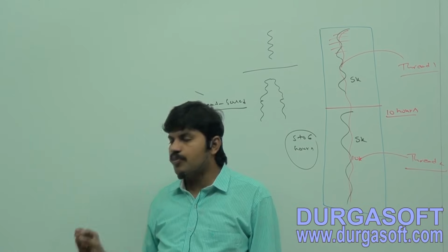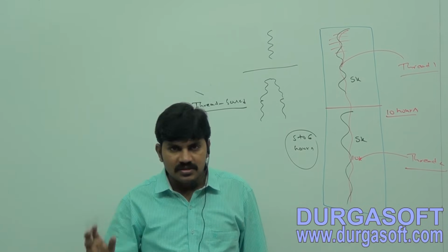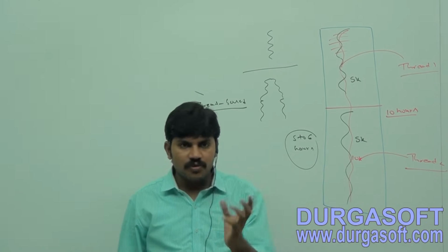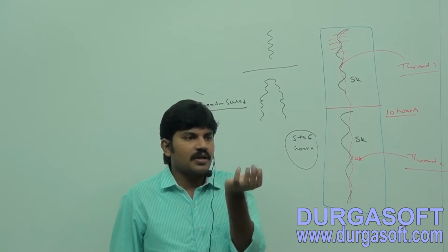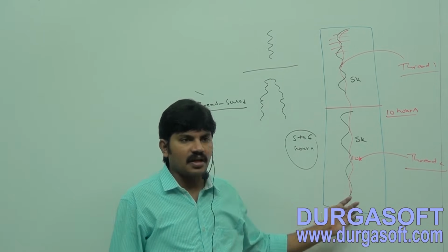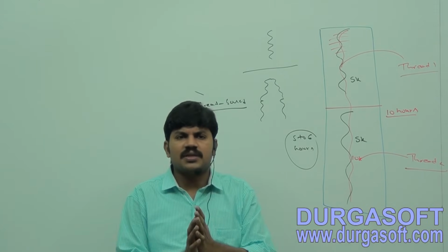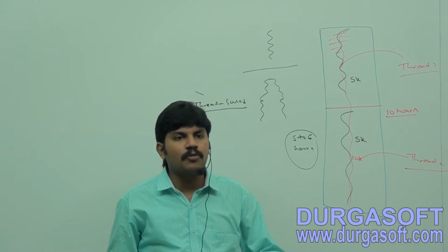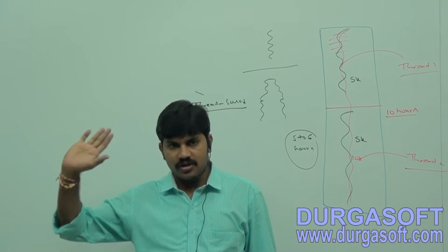Next, for every process a separate address space is there, but for all these threads the same address space will be shared. Only one address space will be shared by all these threads. There are several differences, but these are differences at the programmatic level. Being a programmer, we are not required to worry. Are you able to understand that?